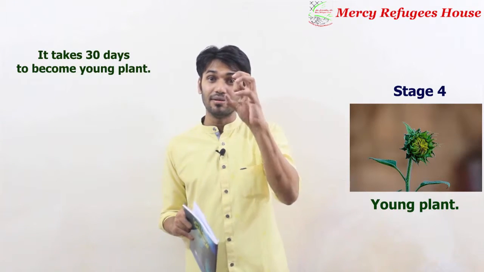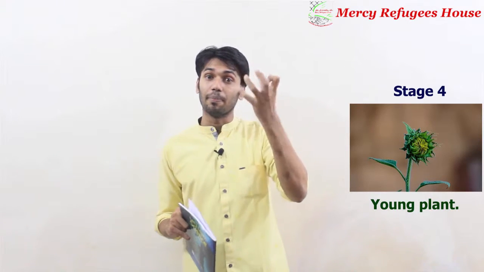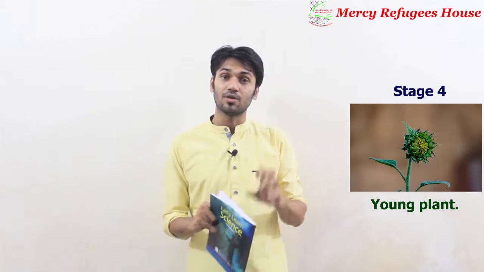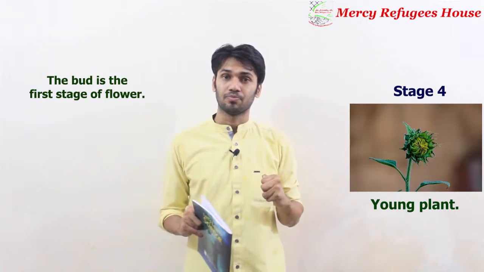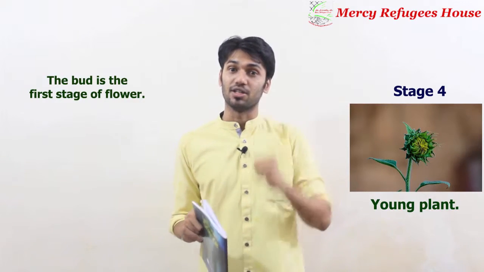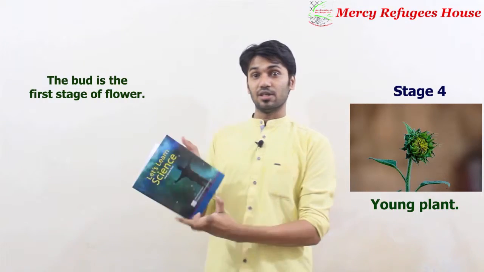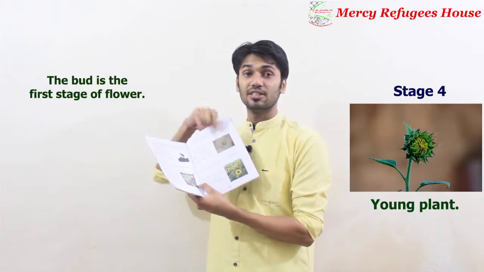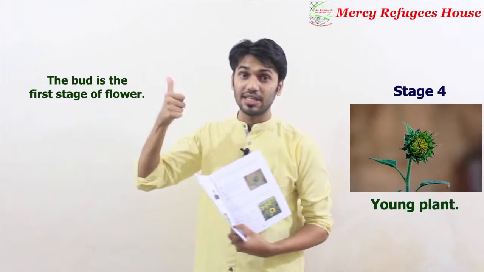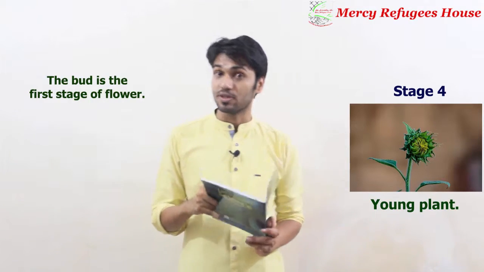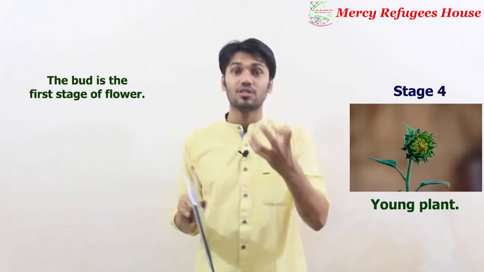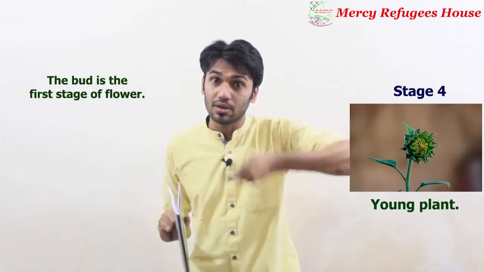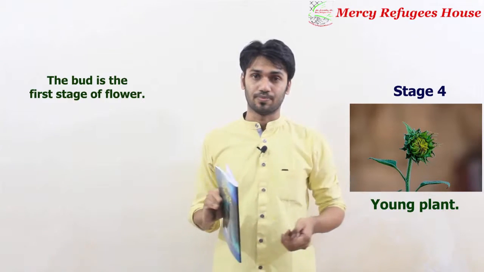plant. And during this stage, the very basic base of the flower, or the starting of the flower, can be seen. What is this? We call them the bud. Look at this picture. We have given it here. This is the bud. Look at this. This is the bud of the sunflower trees. And from this bud, the sunflower itself grows.